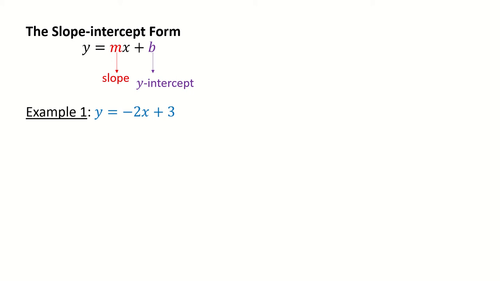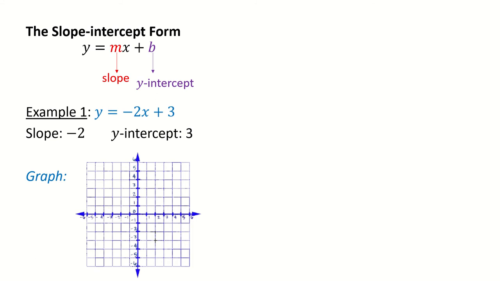So in other words, if you have an equation in that form, like this example, you can find the slope and the y-intercept. So in this example, the slope will be -2 and the y-intercept will be 3. So we can use these two pieces of information to help us graph.